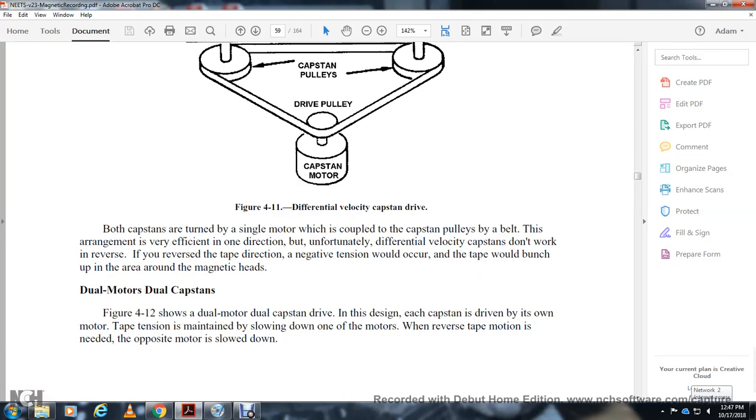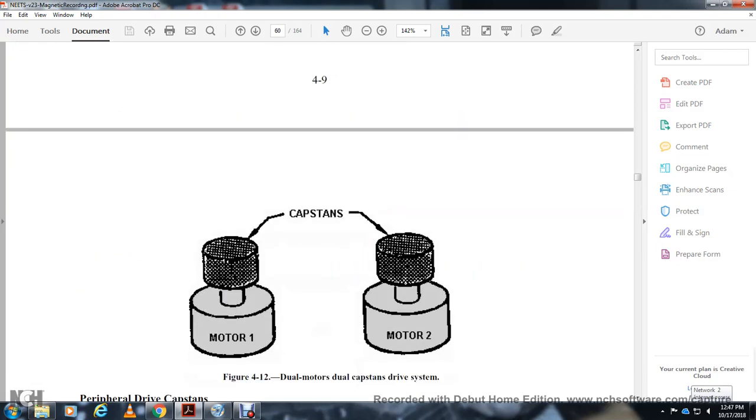Dual motor dual capstan. Figure 4.12 shows the dual motor dual capstan design, in which each of the capstans has its own motor. To maintain tape tension, one of the motors is slowed down when reverse tape motion is needed, and the opposite motor is slowed down. Capstan motor 1, motor 2.